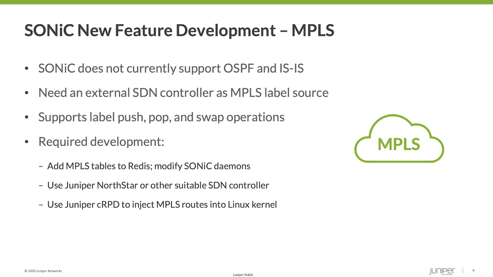To integrate MPLS into SONiC, we had to add new MPLS tables to Redis and modify the SONiC daemons to act on those tables. As the SDN controller, we use Juniper Northstar or some other suitable SDN controller. We leverage cRPD, Juniper's containerized routing protocol suite, to inject MPLS routes into the Linux kernel. And of course, we will upstream the MPLS changes to the SONiC open source community.